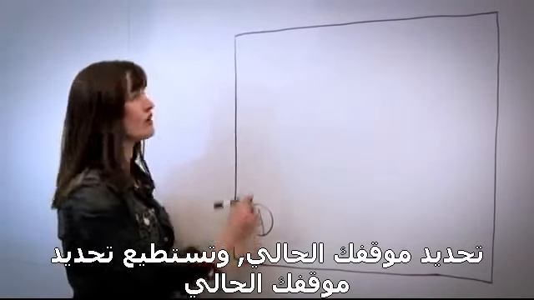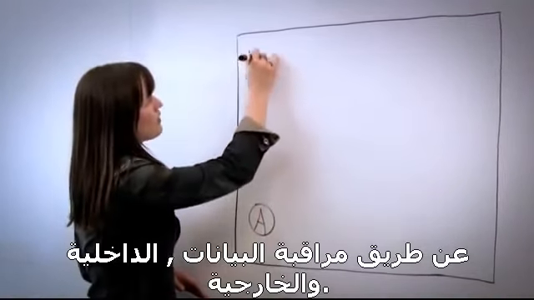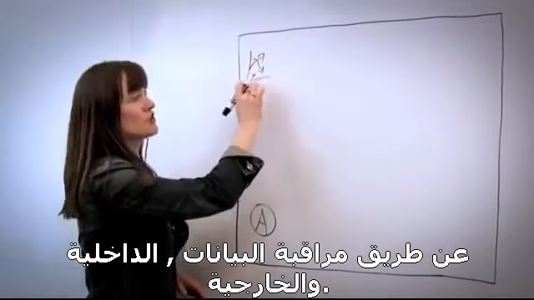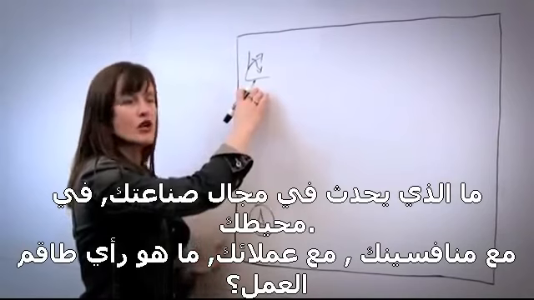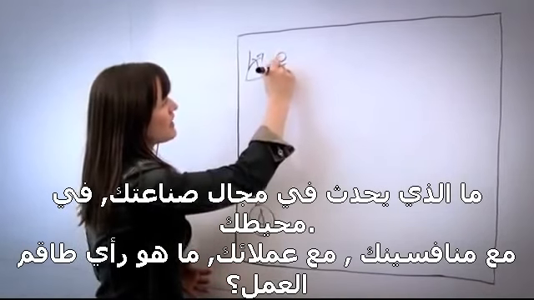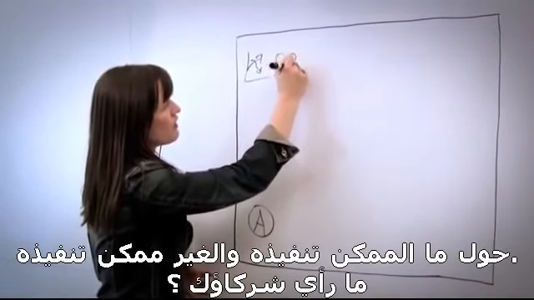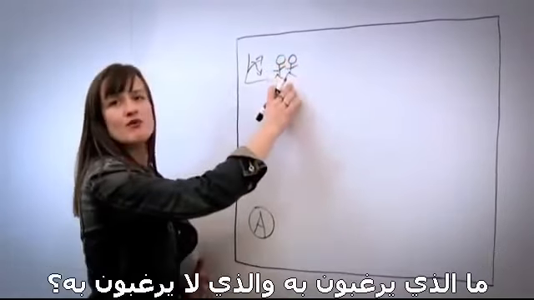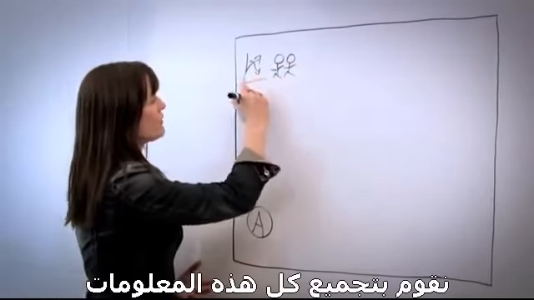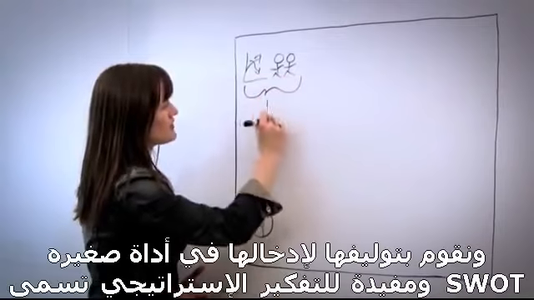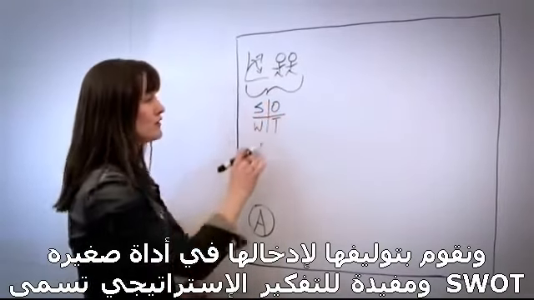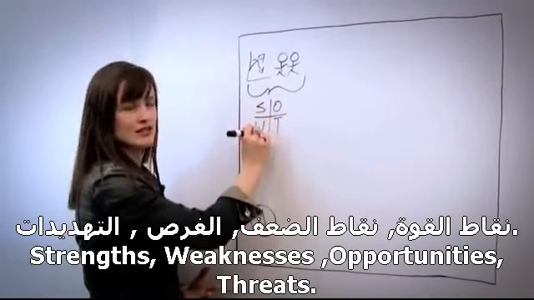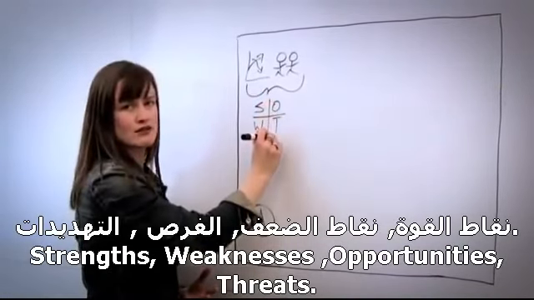And we figure out where we are now by looking at data, both externally and internally. What's going on in your industry, in your environment, with your competitors, with your customers? What is your staff saying about what's working and what's not working? What are your partners saying about what they like or what they don't like? And we collect all that information and we synthesize it into our handy little strategic thinking tool called a SWOT: strengths, weaknesses, opportunities, and threats.